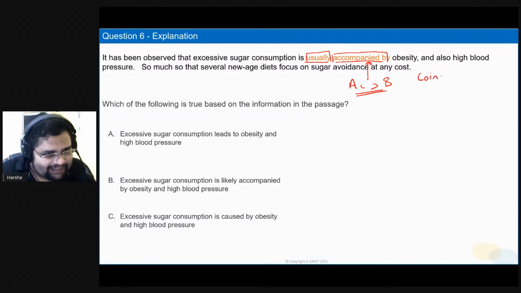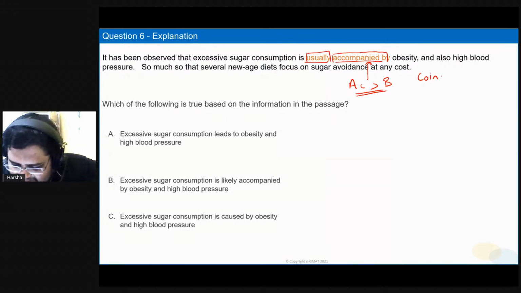There are three terms here that are very important. This is useful both for your critical reasoning and for your reading comprehension. The three terms are all terms that you know, by the way: coincidence, correlation, and causality.